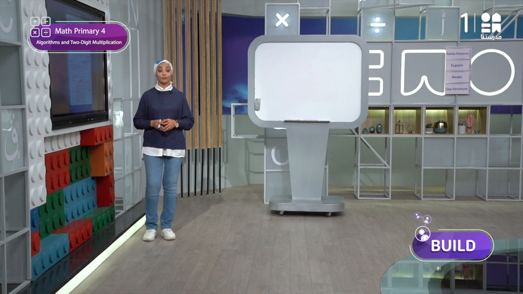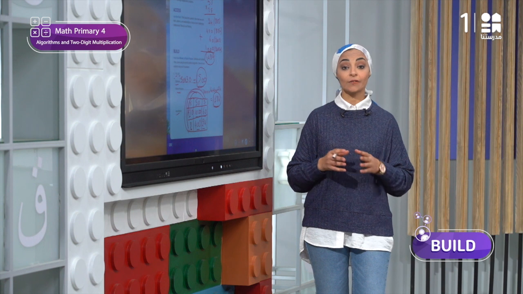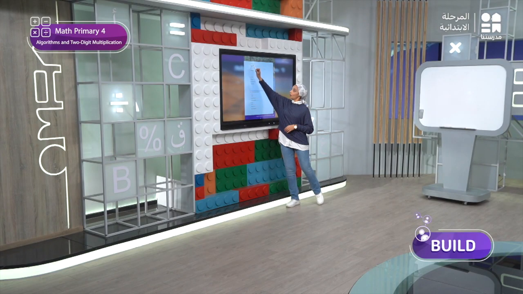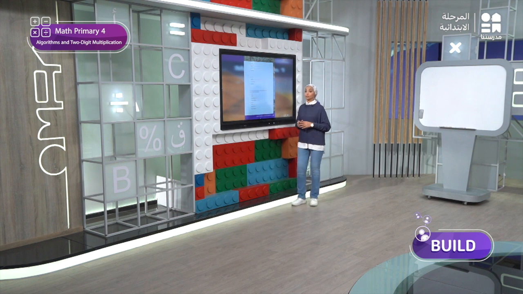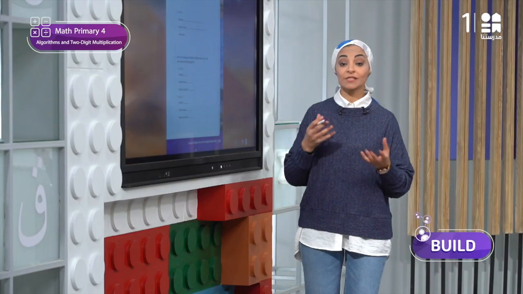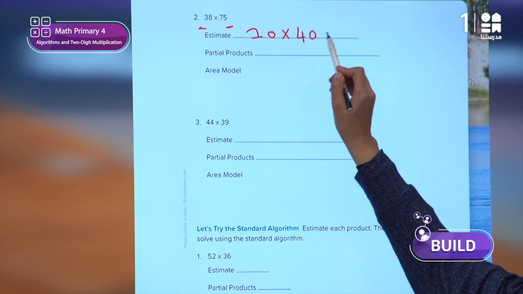And now, after you have finished, a lot of you rounded. I know that a lot of you rounded 75 to 70. Let's see the problem. Here's problem number 2. A lot of you rounded 75 into 70 and 38 into 40 and multiplied 70 by 40. 70 by 40, this is the estimated answer.